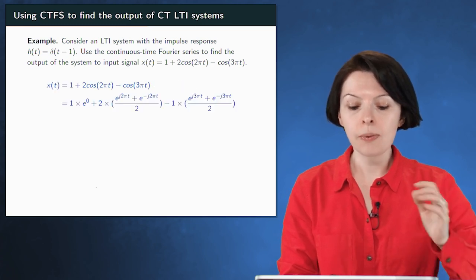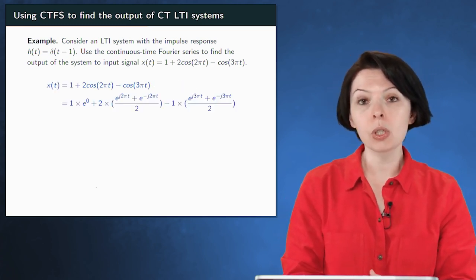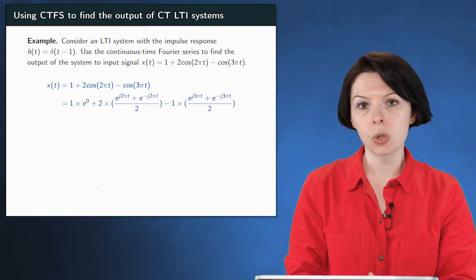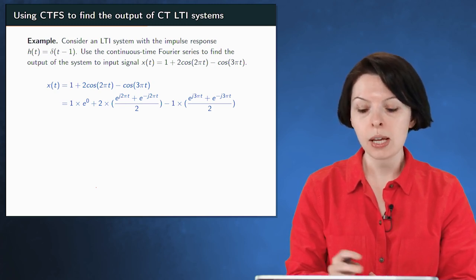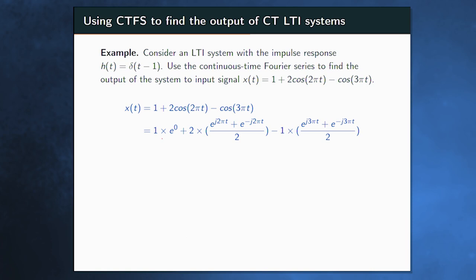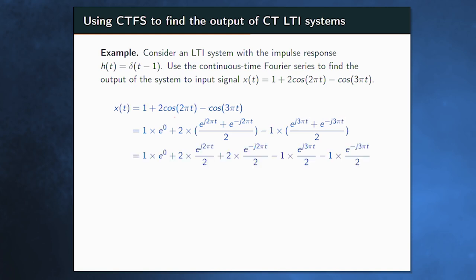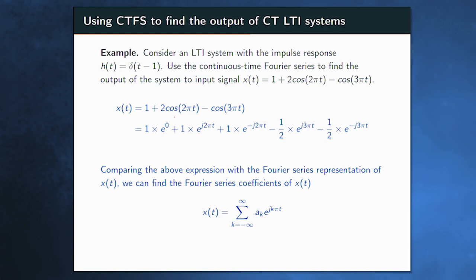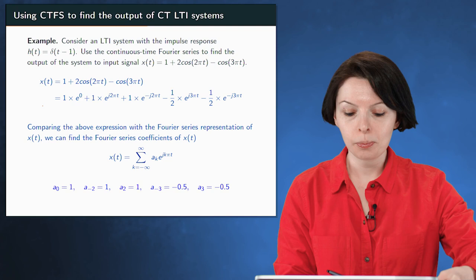So let's do that. I use Euler formula to write cosine functions in terms of complex exponentials, and so instead of 1, I wrote 1 multiplied by e to the j multiplied by 0, and so on. And if you continue simplification, you're going to see that x of t can be represented in terms of complex exponentials, and I'm ready to compare them with the synthesis equation to extract a_k values.